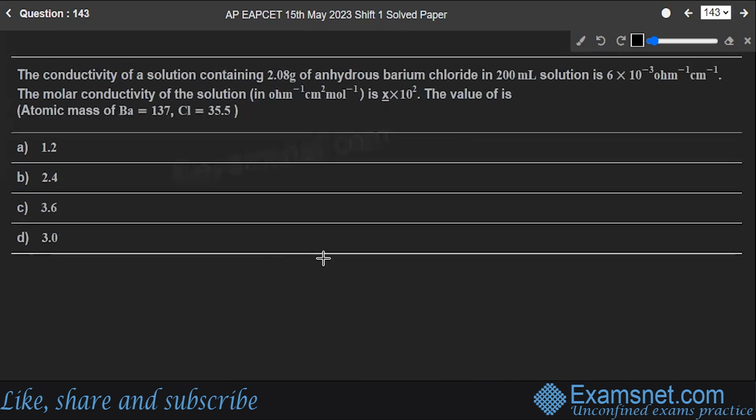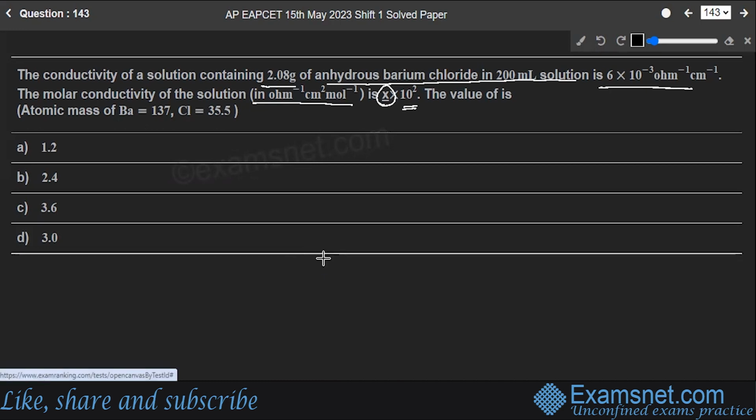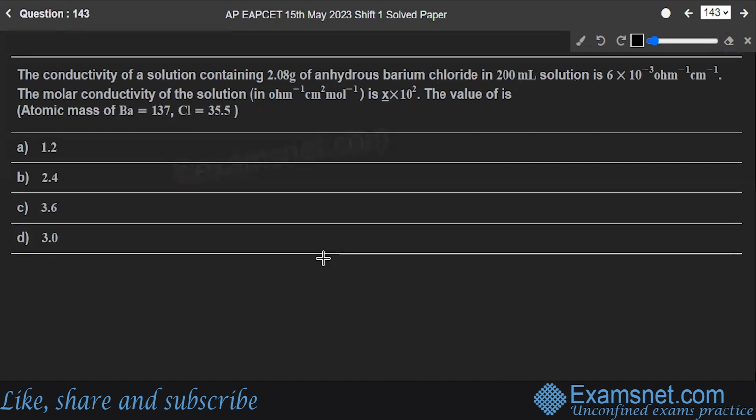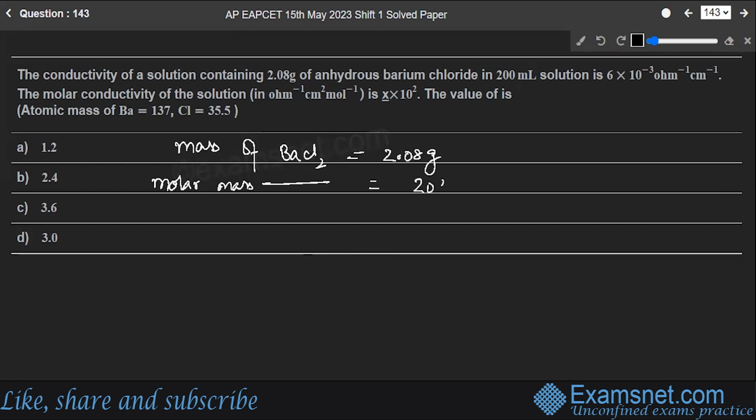Hope you got that. Next is question number 143. The conductivity of a solution containing 2.08 gram of anhydrous barium chloride in a 200 ml solution is given. The molar conductivity of the solution in per ohm centimeter square per mole is x into 10 raised to power 2. You have to find out the value of x. Okay, so you are given the atomic mass of barium and chlorine. Let's go. First of all, the mass of barium chloride is given as 2.08 gram, and the molar mass of barium chloride is equal to 208 gram.